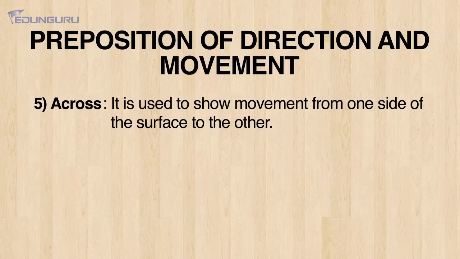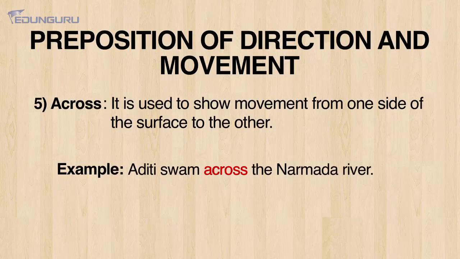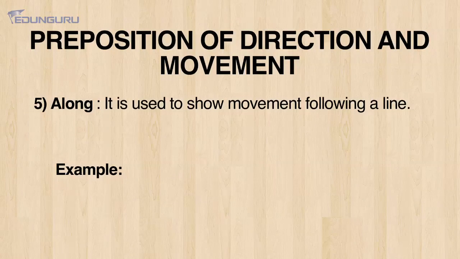Let's go to the third one, across and along. We use across to show movement from one side of the surface to the other. For example, Aditi swam across the Narmada river. We use along to show movement following a line. For example, he ran along the road.